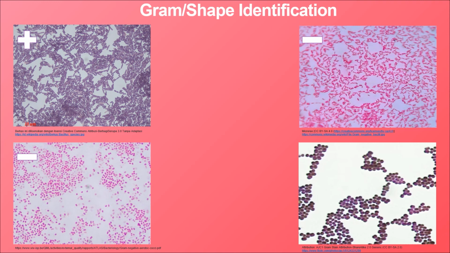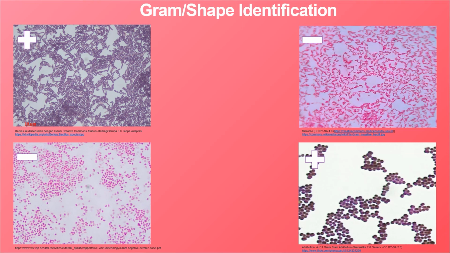This one is also gram positive. And again, you can see that pink coloration. And then finally, the bottom right image, is that gram-positive or negative? That's gram-positive because you can see this purple staining.